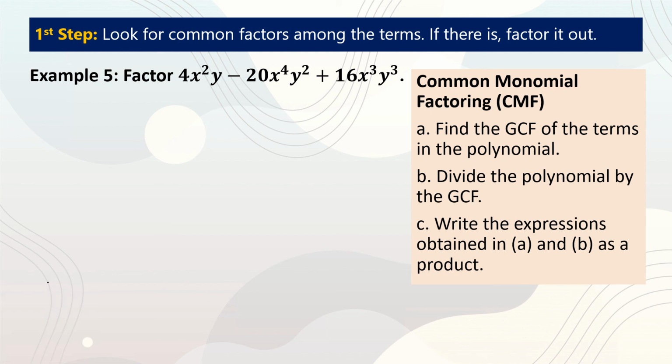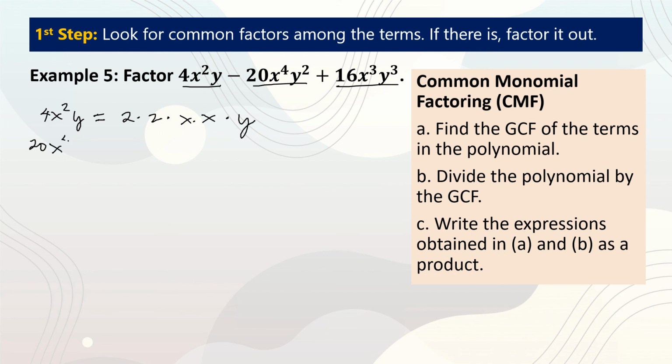The first step is to make sure that you know the GCF, the terms in a polynomial. There are 3 terms in here: first term, second term, and the third term, separated by the minus and the plus. For 4x squared y, the factors would be 2 times 2. X squared is x times x, and times y.